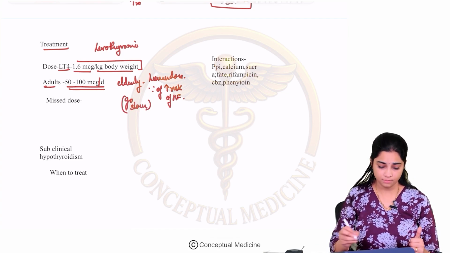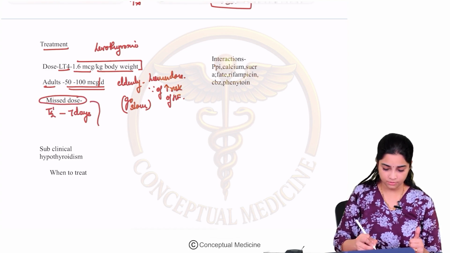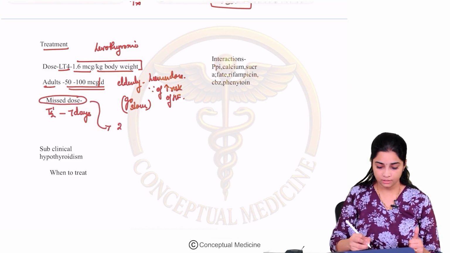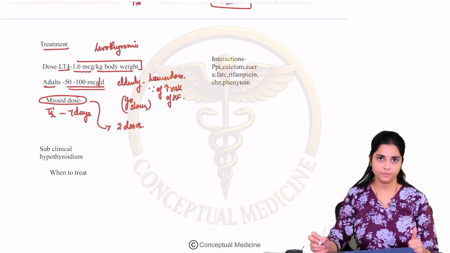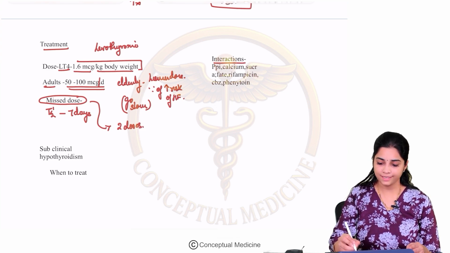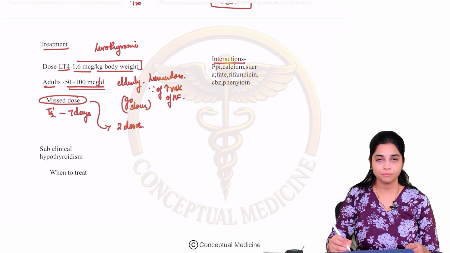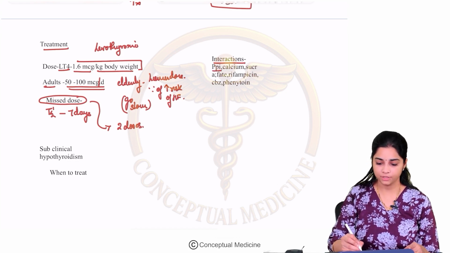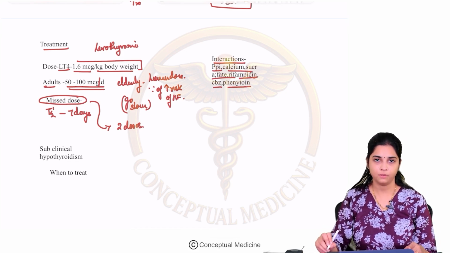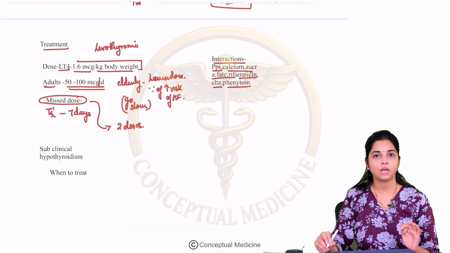Now this levothyroxine basically has a half-life of up to 7 days. So in case a patient has missed the dose, then you ask them to take 2 doses the next day. Fine. So what are the interactions of levothyroxine? Levothyroxine has to be taken in the morning on an empty stomach because it has a lot of interactions with PPI, calcium, sucralfate, rifampicin, carbamazepine and phenytoin. Okay. So this is about how you will treat hypothyroidism.